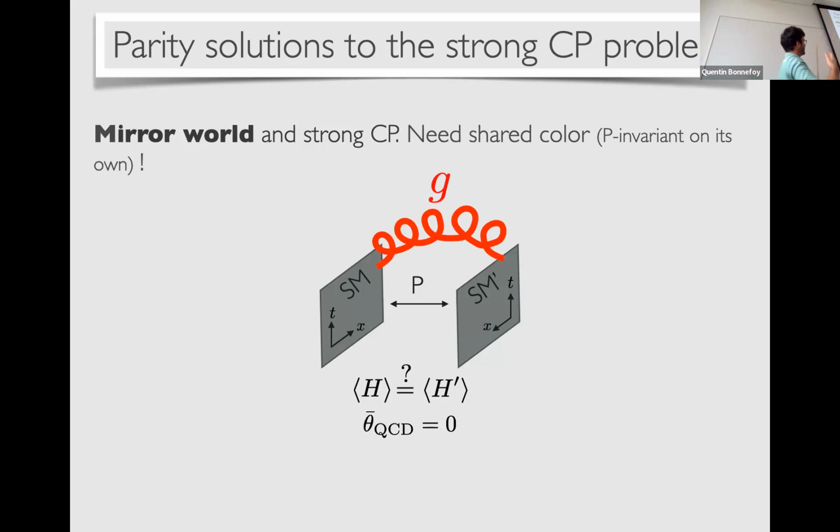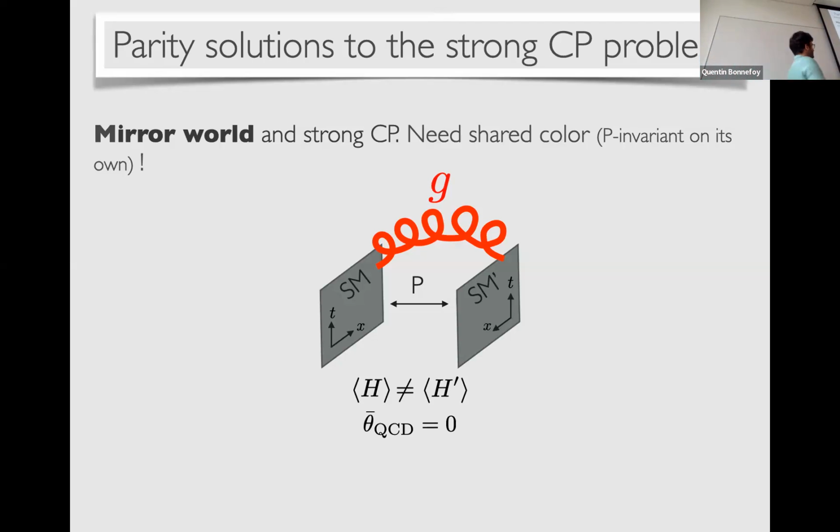So what people have done is to consider the following. The model we've been discussing in the previous slide is a model where there's a mirror world, so everything is copied, so Higgs, the interactions, the quarks, etc., except the gluons. So the gluons are shared, and they're the portal between those two worlds, which is allowed because the gluon interaction respects P on its own. So it's consistent to exchange those two worlds, except for gluons. And if you do this, then the theta angle is 0. So that's basically the premise of all those papers that I mentioned before.